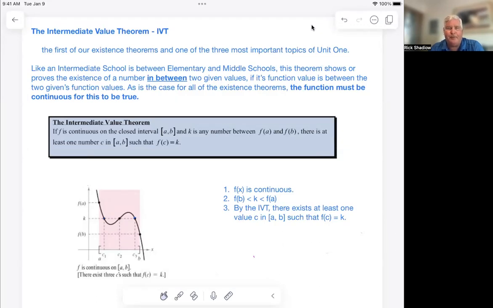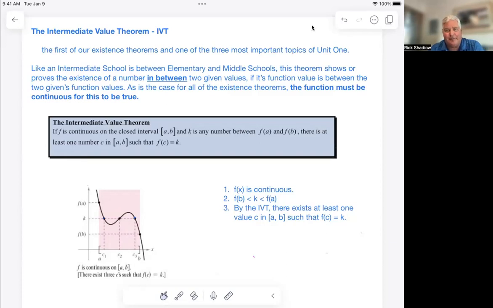An intermediate school is between elementary and middle schools. If you were up in Hamilton County, Southeastern School District, you'd probably be familiar with intermediate schools. Again, the idea of that intermediate school, it's in between the elementary and middle schools. And so this theorem, also the word association I'd like you to think of for intermediate would be in between.